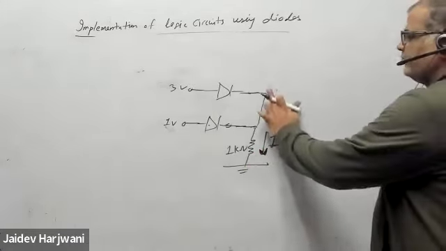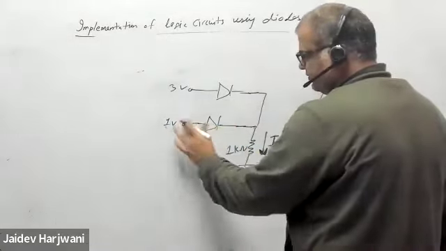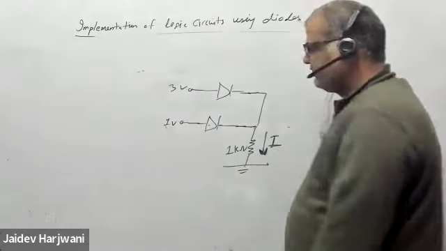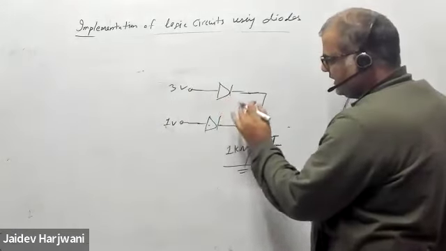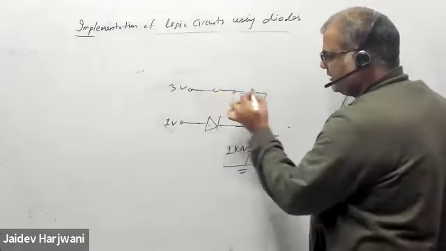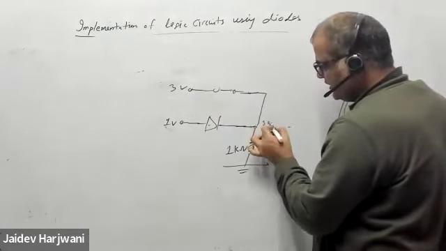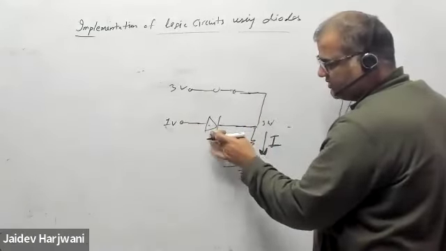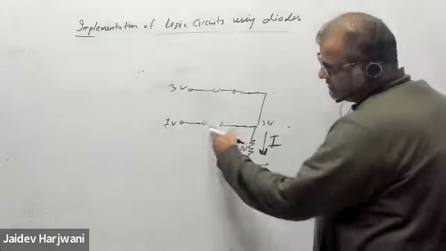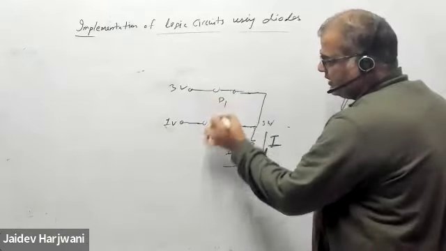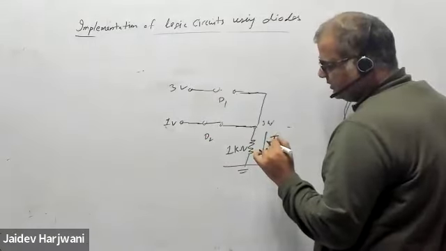Now tell me, are both diodes conducting or is only one conducting? Only one will conduct. Because suppose if this one conducts, then this will become a short circuit, and the 3 volt will come here. If 3 volt comes here, this will automatically become reverse biased. But if I say this is D1 and it is conducting, and this is not conducting, is it possible?